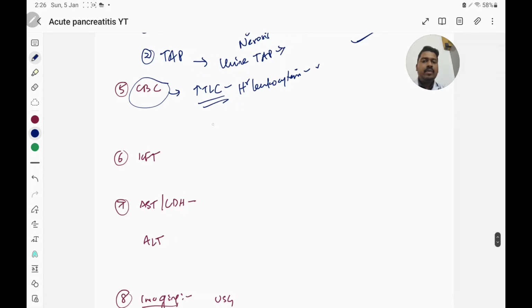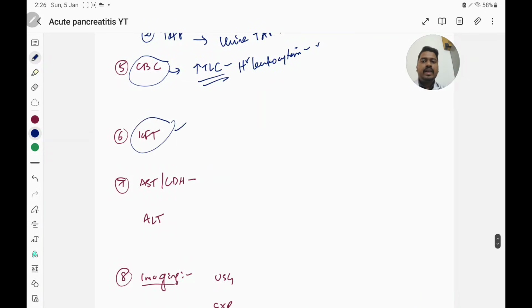Okay, next is KFT. KFT can tell you whether the patient is going into shock or whether there is dehydration. You will have to look at urea and creatinine levels. ABG is also useful. It will tell you whether the patient is going into shock. You have to look for lactic acidosis.